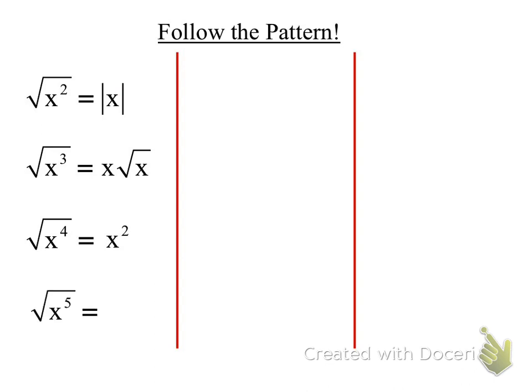Okay, next one, x to the fifth. Here's what we're going to do. If it's not an even number, we're always going to go to the closest even number underneath 5. So that would be x to the fourth times the square root of x. What's the square root of x to the fourth? X squared. So it's x squared times rad x. You with me? How I got it was I did the square root of x to the fourth times the square root of x. So it's x squared rad x.